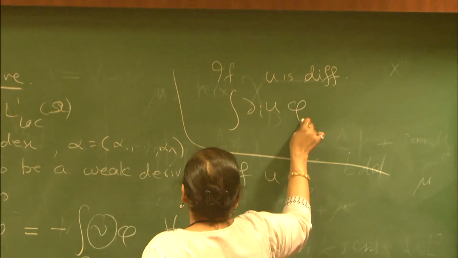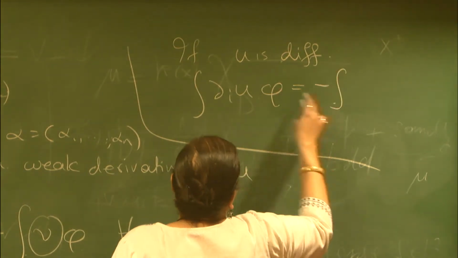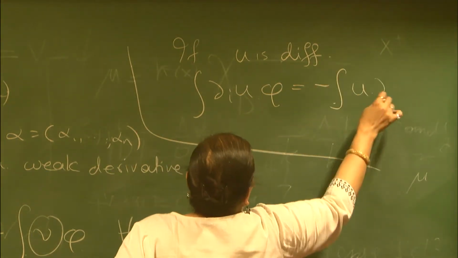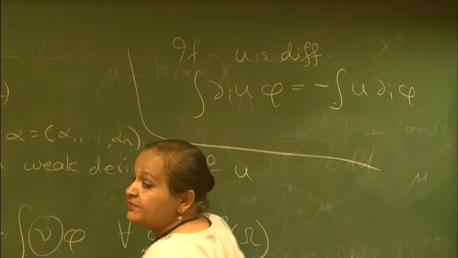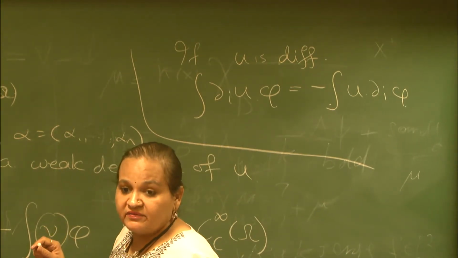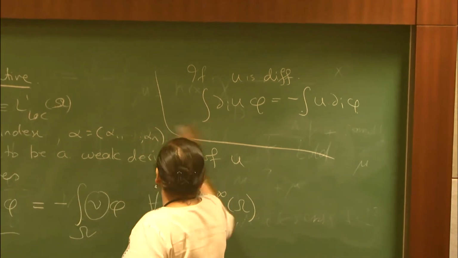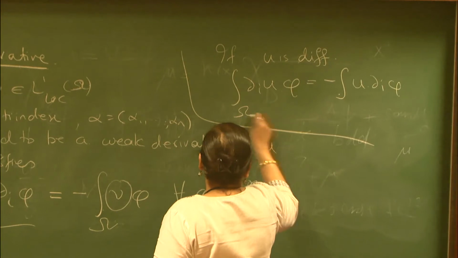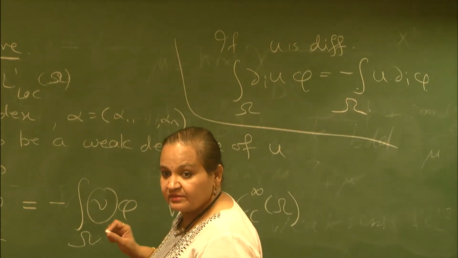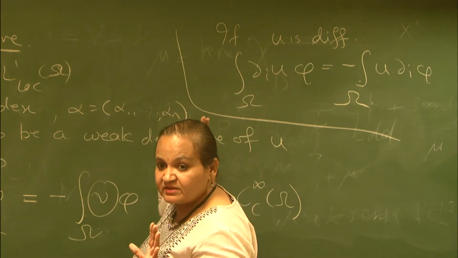So what do I mean? Di of u phi is equal to minus integral of u di phi. Why? Because phi is a continuous function, a C infinity function with compact support. So again integration by parts will mean that this is nothing but, okay, this is equal to this. This is just my integration by parts.